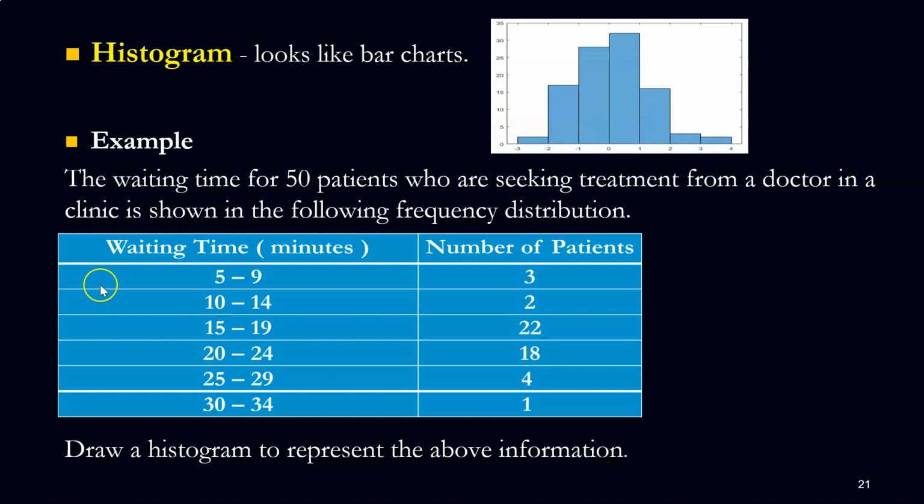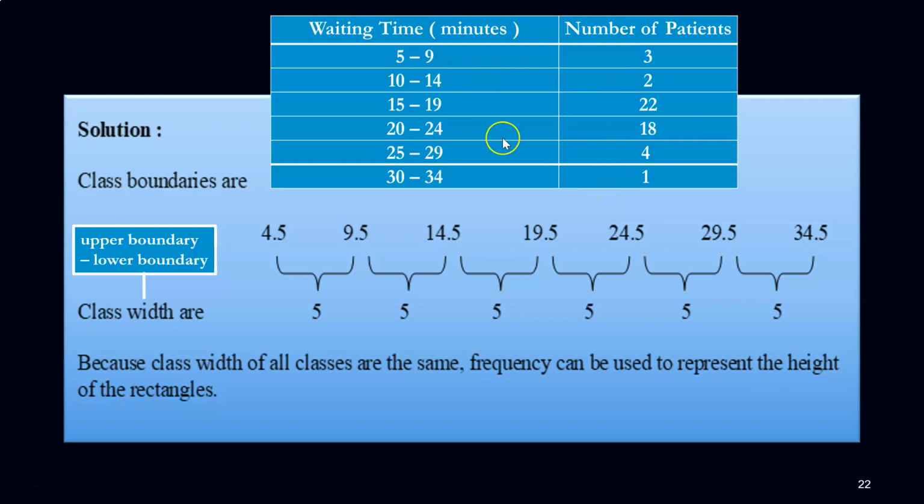Okay, for example, the waiting time for 50 patients, so your N will be 50, who are seeking treatment from a doctor in our clinic is shown in the following frequency distribution table. So dia punya ni dia dah given dalam table ni lah. So you need to draw a histogram to represent the above information. So dia dah bagi table, but you need to find the histogram. So how are we going to find the histogram? Based on the table. Ini table yang dia bagi.